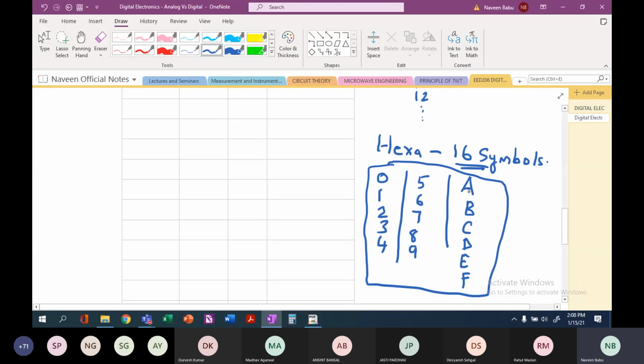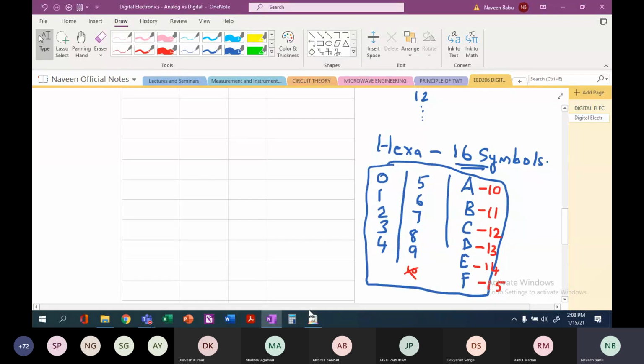And in the hexadecimal number system, we use alphabets A, B, C, D, E, F, right? So what is the equivalent decimal value for these A, B, C, D, E, F after 9? If it were a decimal number system, we could have written 10. Since we need 16 unique symbols after 9, we started using alphabets. So A is equivalent to 10, B is equivalent to 11, C is equivalent to 12, D is equivalent to 13, E is 14, and F is equivalent to 15.